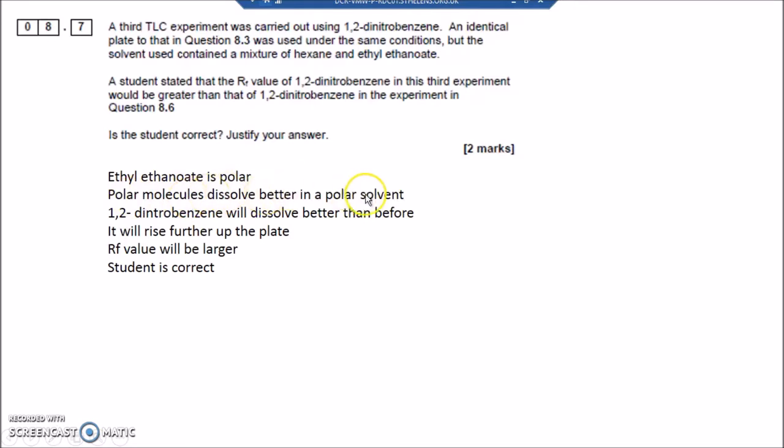Polar molecules dissolve better in polar solvents. Something that's polar bonds to something else that's polar with intermolecular dipole-dipole attractions. So polar molecules dissolve better in a polar solvent. The 1,2-dinitrobenzene, being polar, will therefore dissolve better than it did before, because this ethyl ethanoate is polar. It will dissolve better than before. If it dissolves better than before, it rises further up the plate and the RF value will be larger. Therefore, the student was correct.